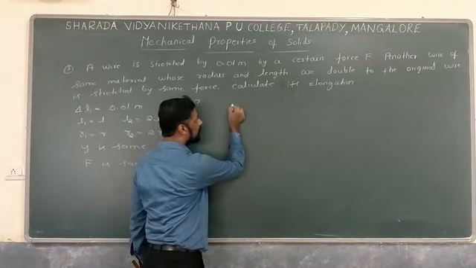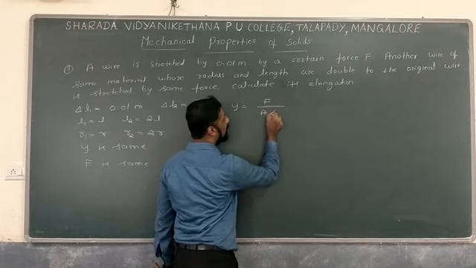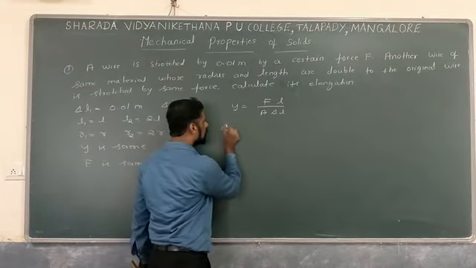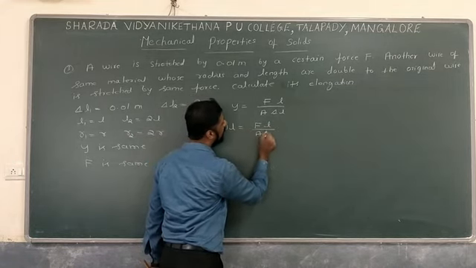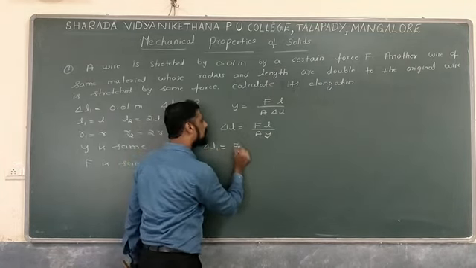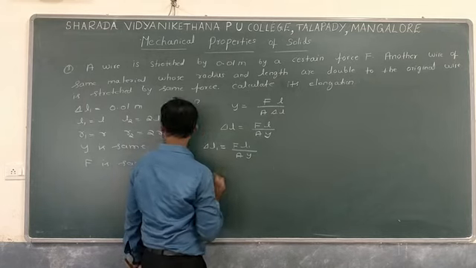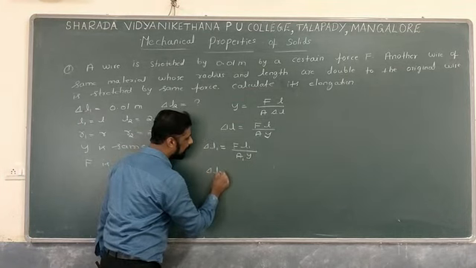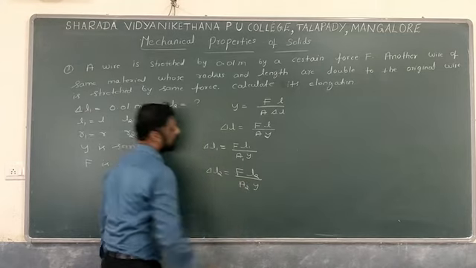Use the same formula, Young's modulus formula, that is Y is equal to F by A divided by delta L divided by L. L goes to the numerator, that is the original length. So delta L is equal to F into L divided by A into Y. For the first wire you can write delta L1 is equal to F into L1 divided by A1 into Y. Similarly for the second wire, delta L2 is equal to F into L2 divided by A2 into Y.